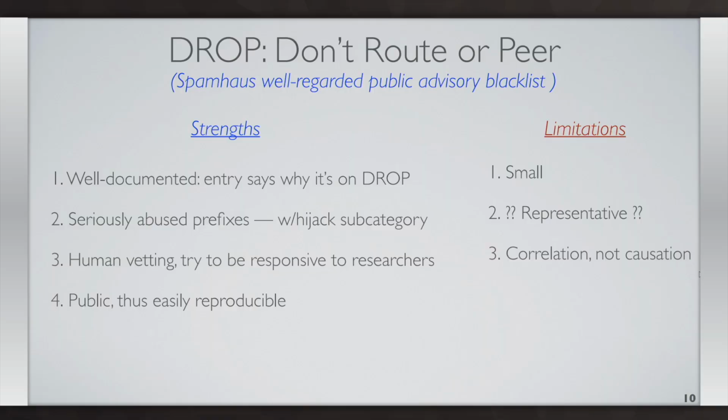So which block list are we going to use? We're going to use DROP, because DROP is well documented. It only includes seriously abused prefixes. Every prefix that gets added to DROP has an entry as to why it was added. It has different categories, with one prominent being the hijack subcategory. Each of the entries is vetted by a human. And more importantly, this list is public, and thus all of our work can be reproducible.